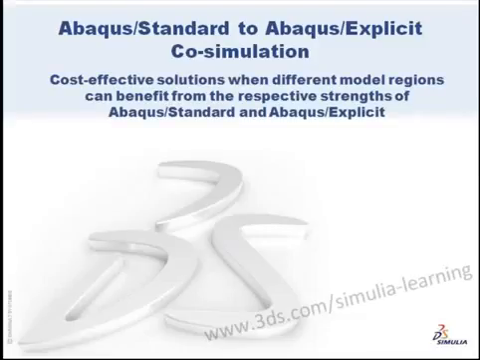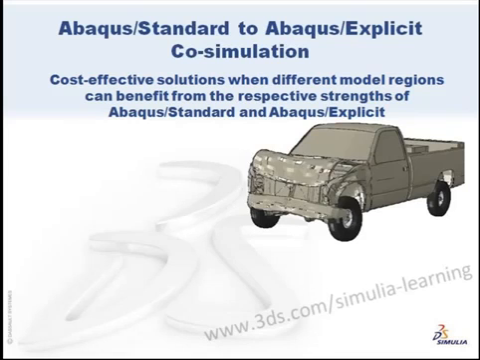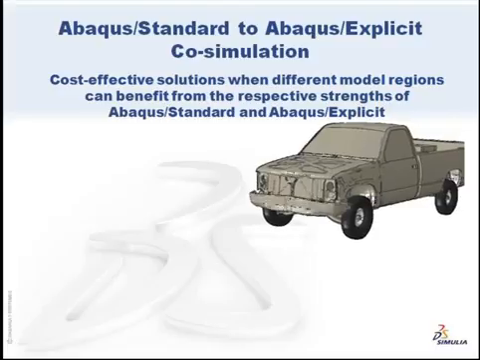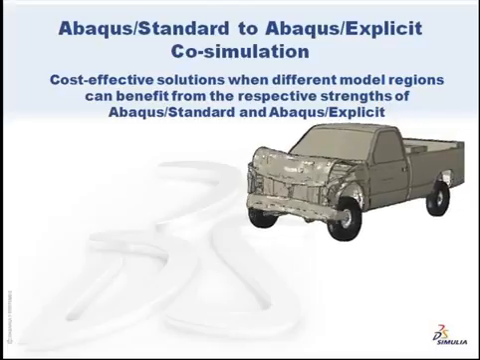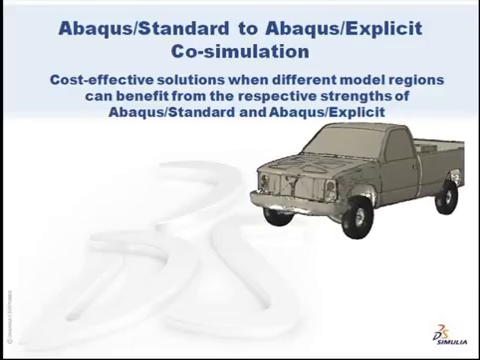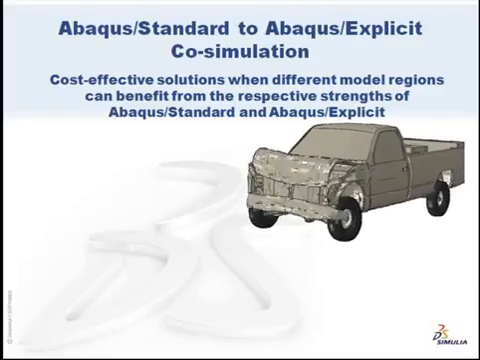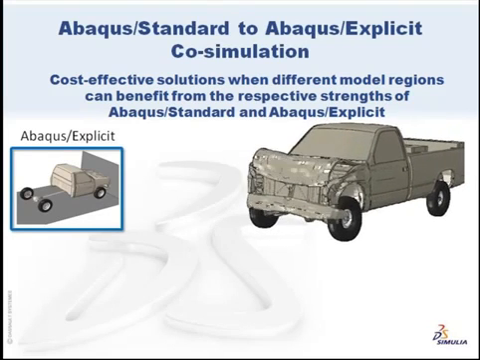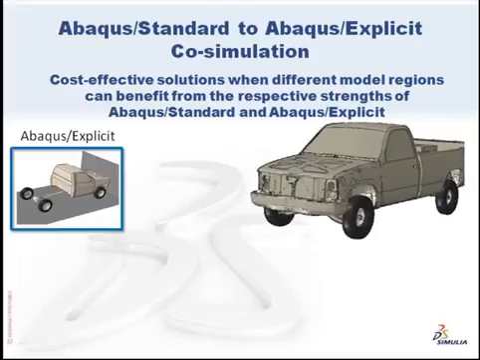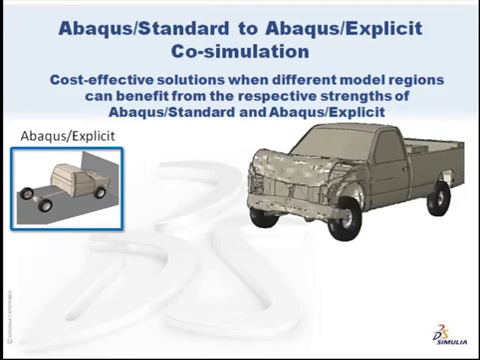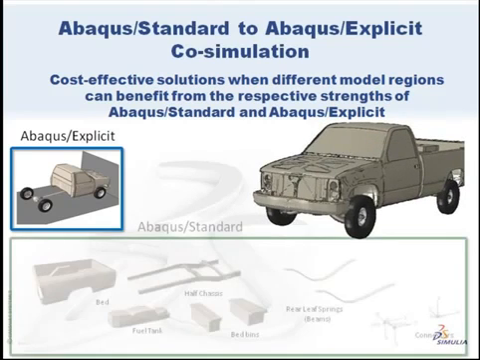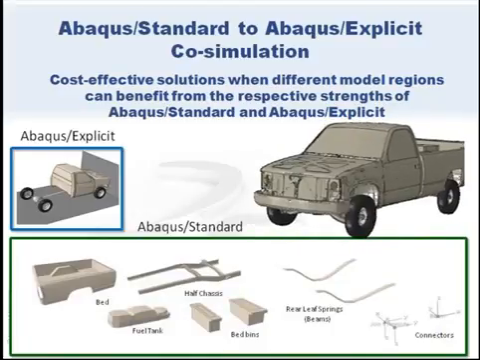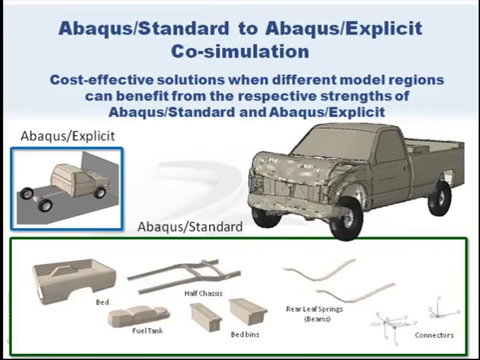Abaqus Standard to Abaqus Explicit Co-Simulation provides a cost-effective method for analyzing complex models in which different model regions can benefit from the respective strengths of Abaqus Standard and Abaqus Explicit. For example, in this truck crash simulation, the high-speed dynamic response and complex contact conditions that occur in the truck's front end and tires must be modeled with Abaqus Explicit. However, many of the components in the rear of the truck only experience small strains during the impact. These components are most efficiently modeled with Abaqus Standard.